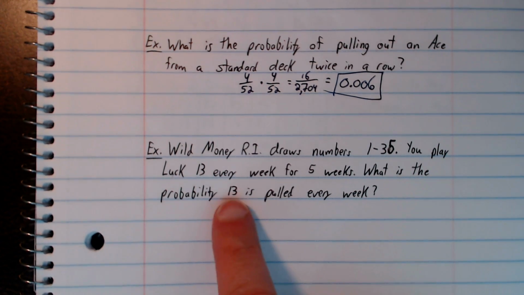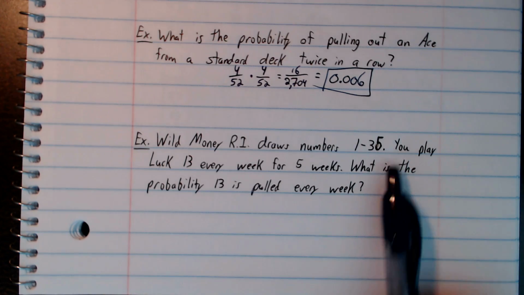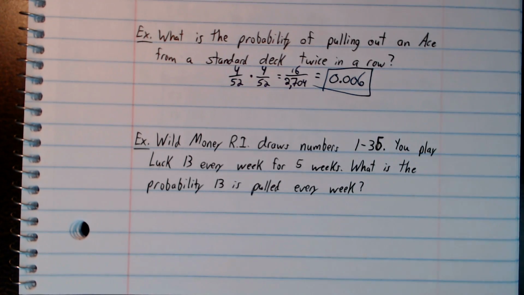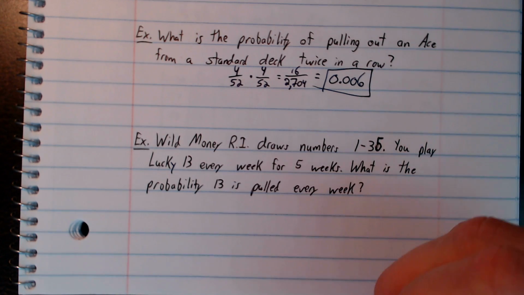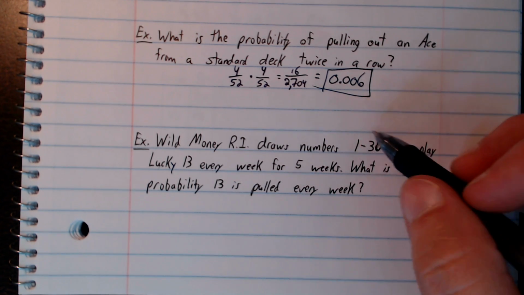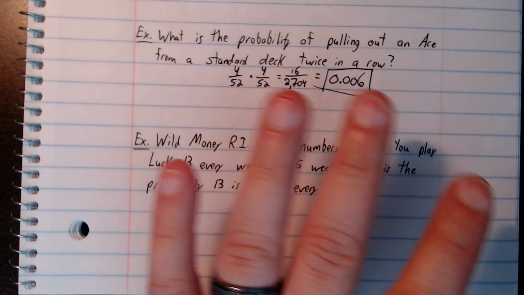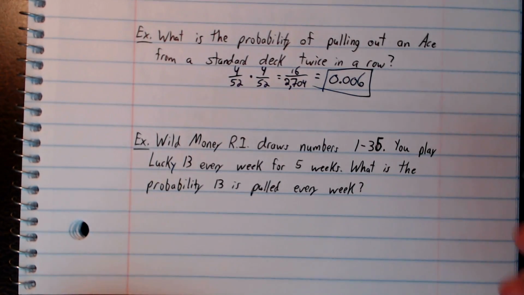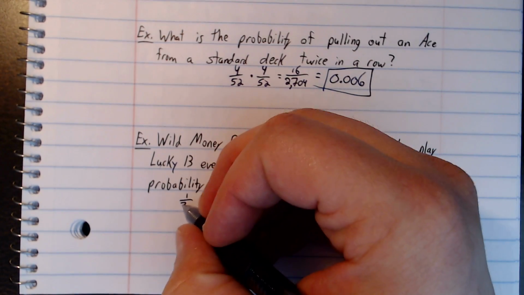All right. Wild Money in Rhode Island draws numbers 1 to 35. You play Lucky 13 every week for 5 weeks. What is the probability that 13 is pulled every week? Okay, so we're doing this 5 times in a row. From 1 to 35, that would be 36 total numbers, right? 1, 2, 3, 4, 5, 6, 7, 8, 9, 10. No, that's 35 numbers. I'm sorry. Anyways, 1 out of 35 total numbers.